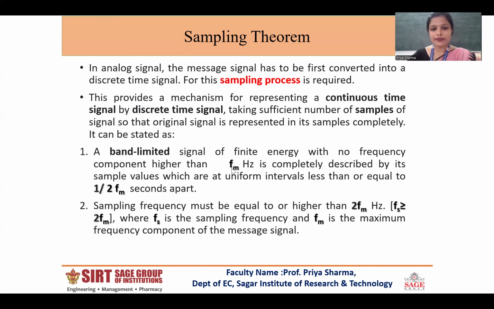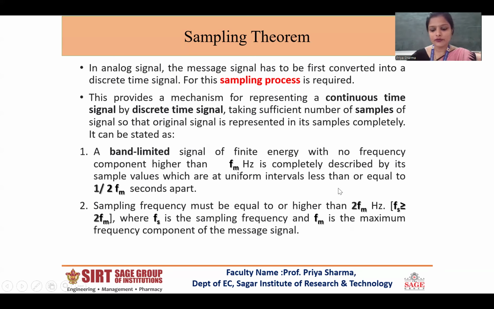For this, it can be stated in two points. First, a band limited signal of finite energy with no frequency component higher than fm, where fm is the maximum frequency of the message signal, is completely described by its sample values at uniform intervals less than or equal to 1 upon 2fm seconds apart. Then the sampling frequency must be equal to or higher than twice fm. That is, the sampling frequency fs should be greater than or equal to twice the maximum frequency of the continuous analog signal. Here fs is the sampling frequency and fm is the maximum frequency component of the message or continuous analog signal.